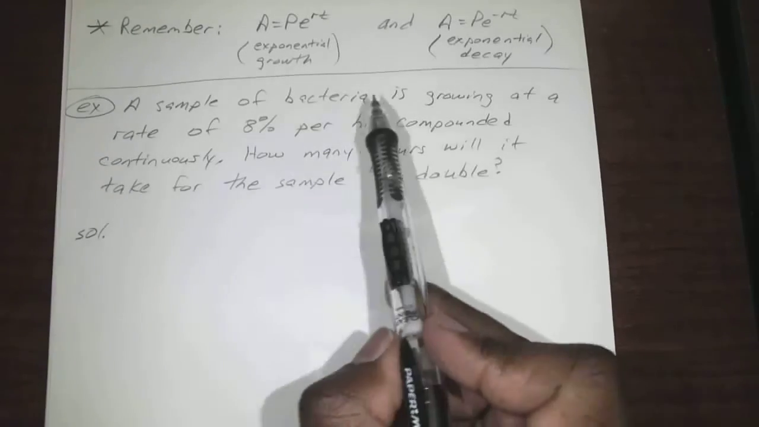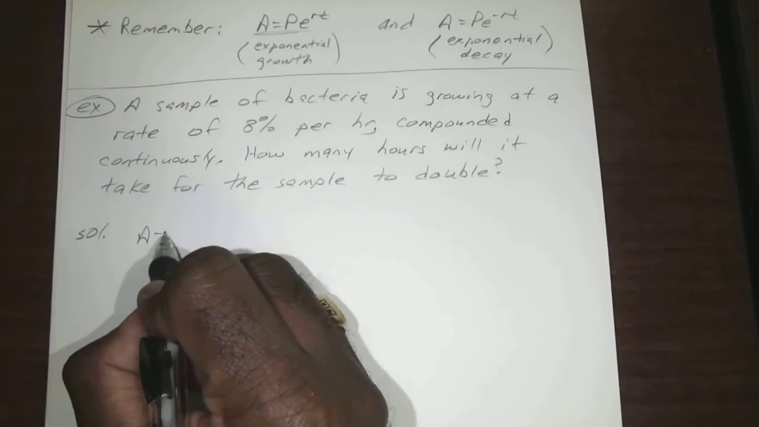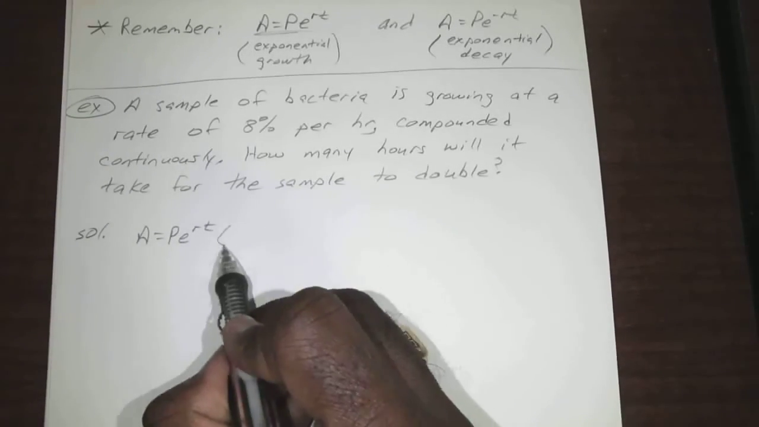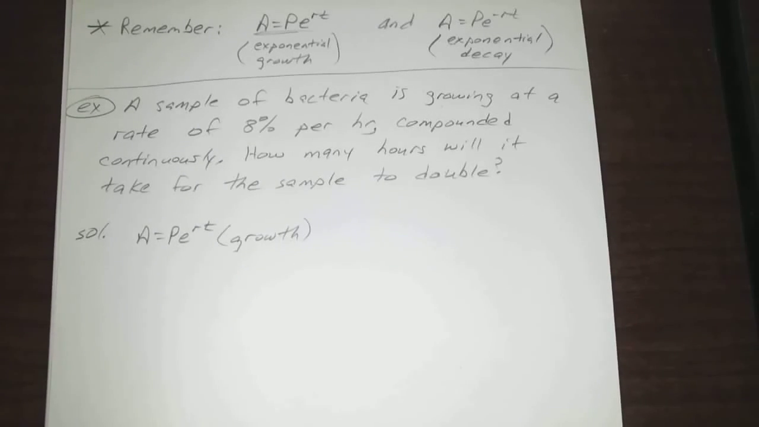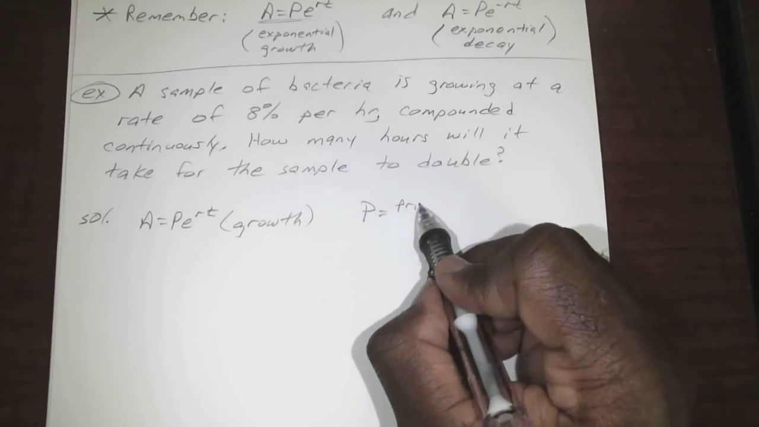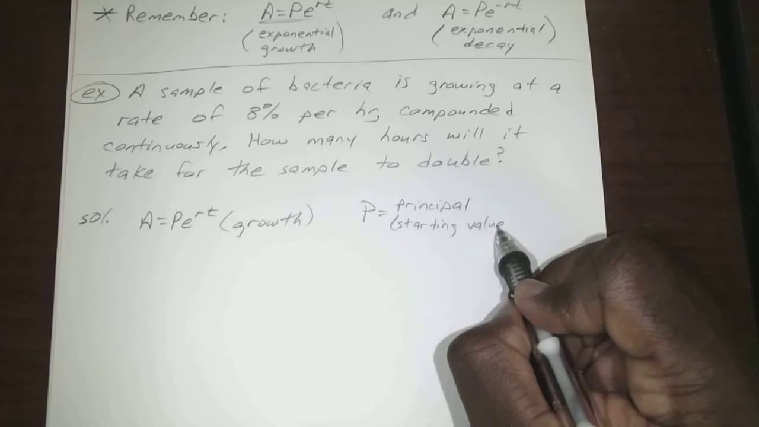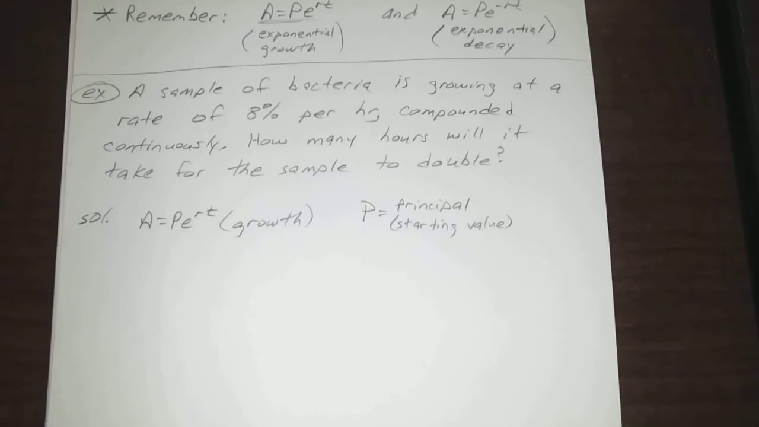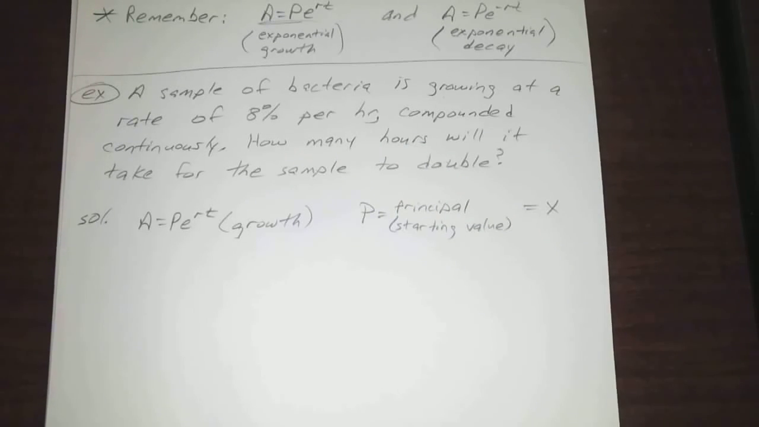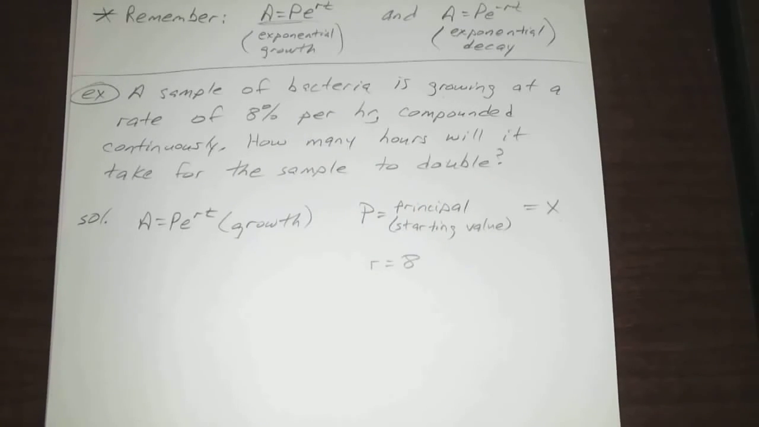All right, so first, we already know it's going to be exponential growth. So that's the formula we're going to use. Okay, so we know A equals P times e to the RT, since we're looking at growth. Remember, P is our principal or starting value. Thing is, they never told us how much bacteria we started with. So we're just going to let that equal our unknown, which is x. Now our rate of growth is 8% per hour. So our rate is equal to 8.